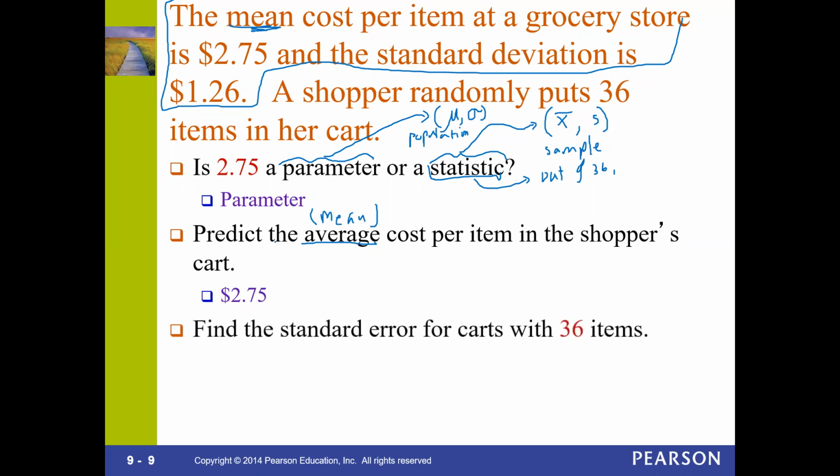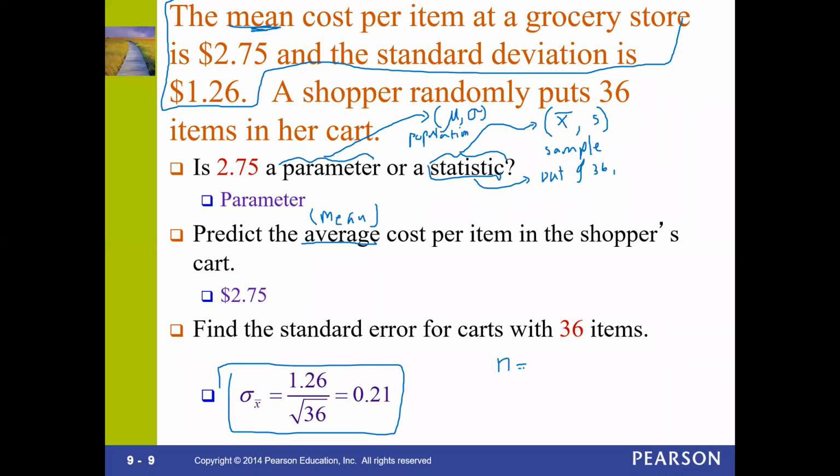So you got 36 items. Oopsie, I went too fast. To get the 36 items, this is what happened. As you can see, you got $1.26. The average for 36 items is going to be 0.21. But suppose that guy only bought one item, just to double check it.